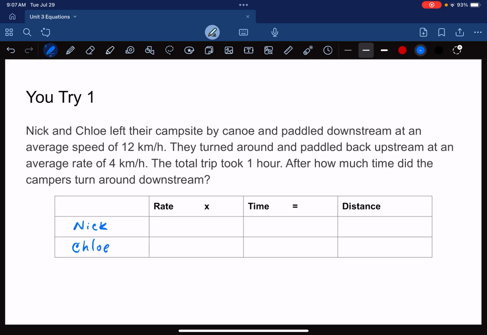Left their campsite by a canoe and paddled downstream at an average speed of 12. They turned around and paddled upstream. Well, this isn't a Nick and a Chloe. This is they went downstream and they went upstream. So they must have gone a lot faster downstream because the current was carrying them along. And then upstream, probably slower because they're fighting the current. It says the total trip took 1 hour.